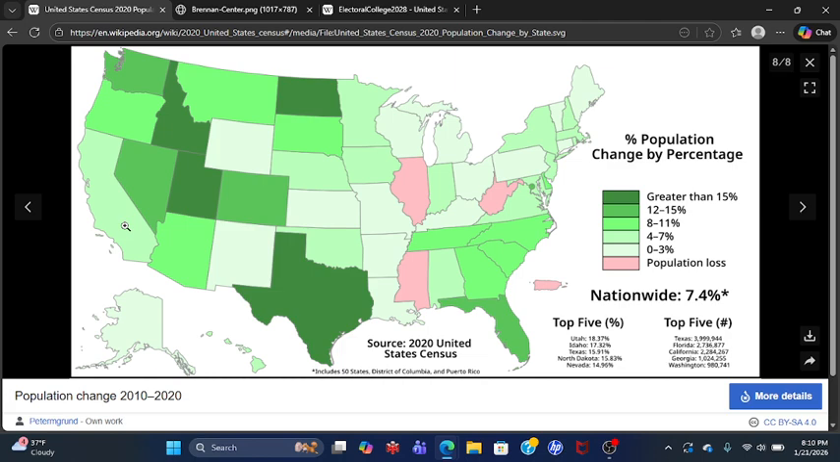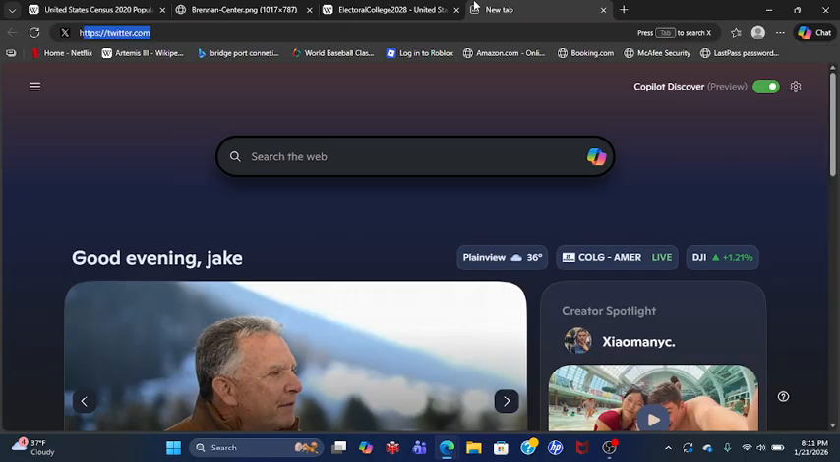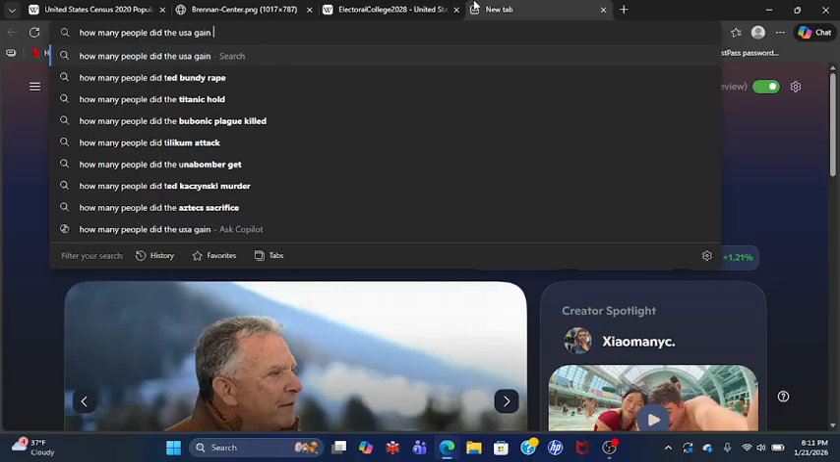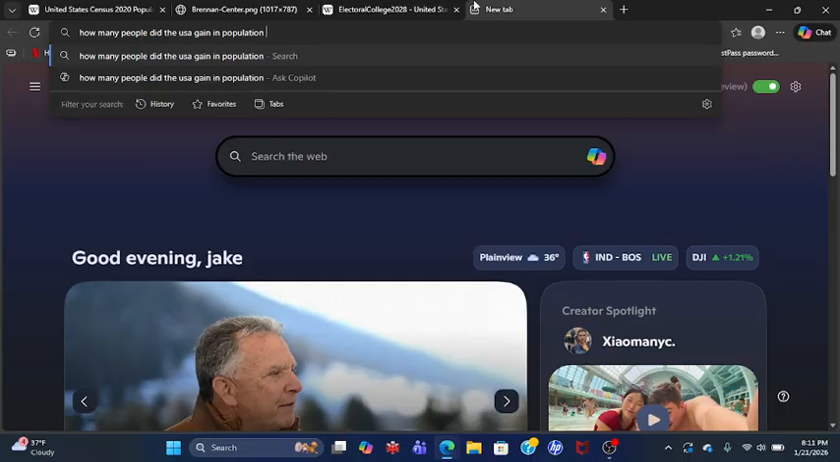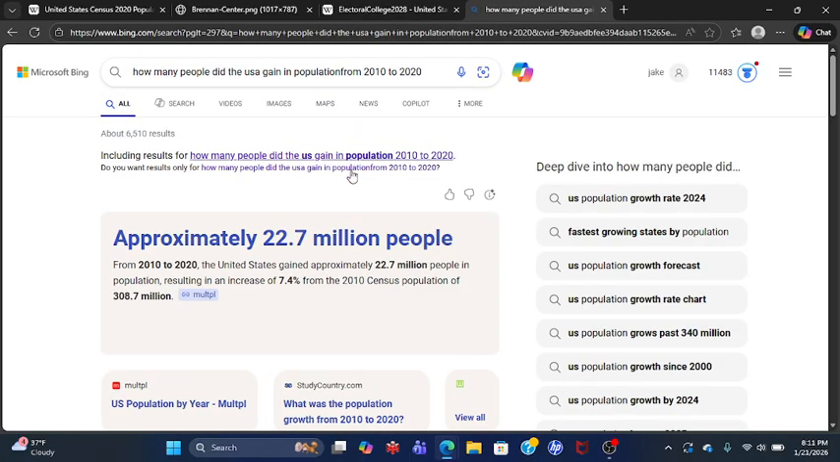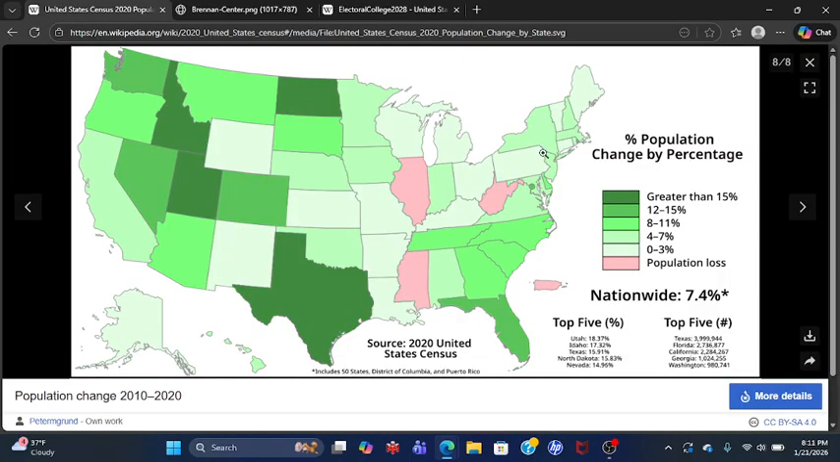Keep in mind, I think they're losing people right now, but California and New York still gained people, but it's a very small amount of change in population. Whereas we can see how many people the USA gained in population from 2010 to 2020. We can see they gained 22 million people, which is 7%. And I think that says they probably each gained around 4% in population, which means they're losing proportion to the entire country.